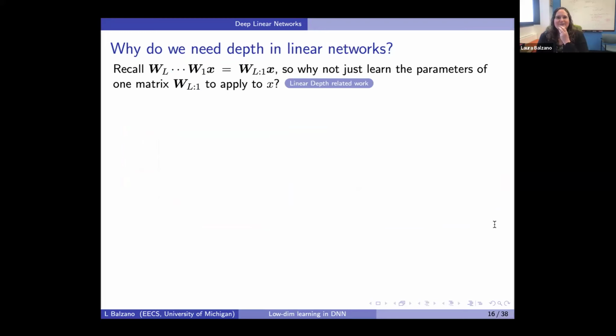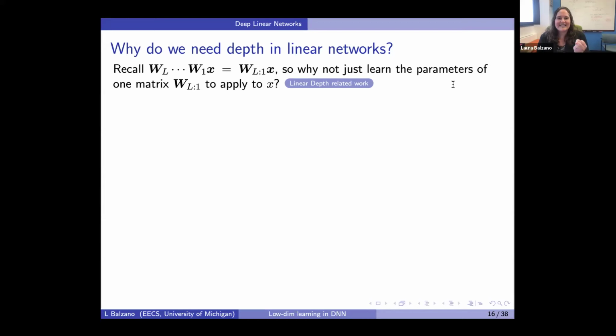Okay, so a very natural question that we all had several years ago, and maybe don't have an entirely complete answer to yet, but we're starting to understand better, is why do we need depth in linear networks? Just like I said in my notation, W_L times W_{L-1} all the way to W_1, it's just a matrix. We could call it W_{L:1}, we could just train that. So why can't we just learn these parameters and apply them to X? All the research that I've already cited is looking into this and trying to understand this.